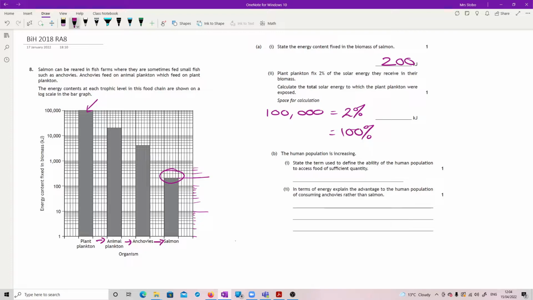So just times that by 50, give you 5 million. You could write it as 5 million. Or you could even do it as 5 times 10 to the 6 if you preferred.